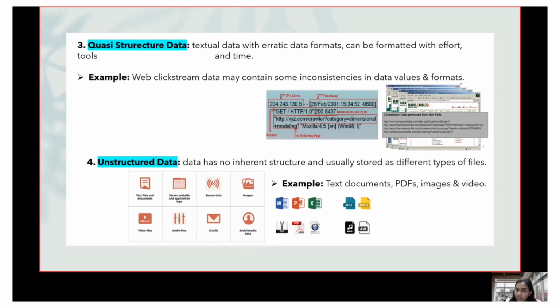Fourth is unstructured data. Data has no inherent structure and is usually stored as different types of files. For example, text documents, PDFs, images, and videos. This is the image. They are actually different types of files that do not combine together. That is the meaning of unstructured data.